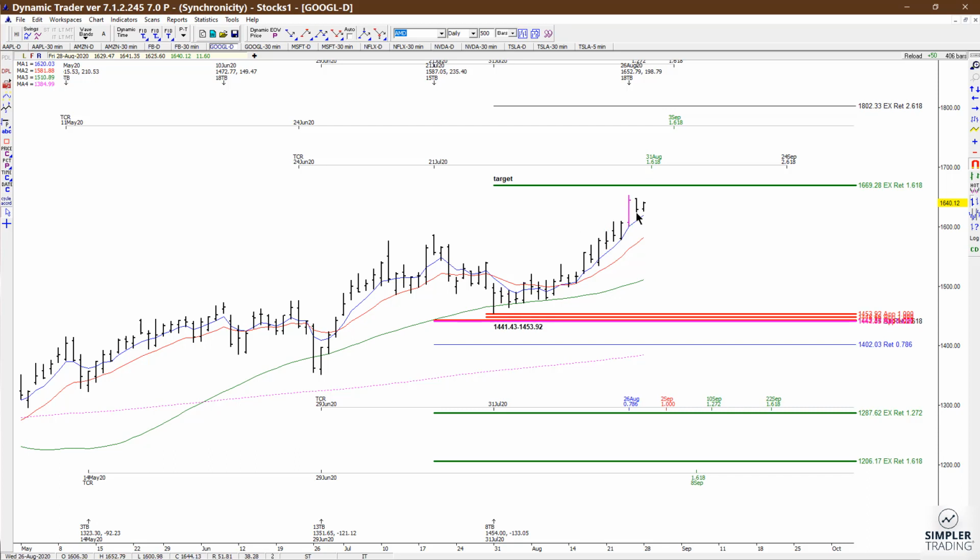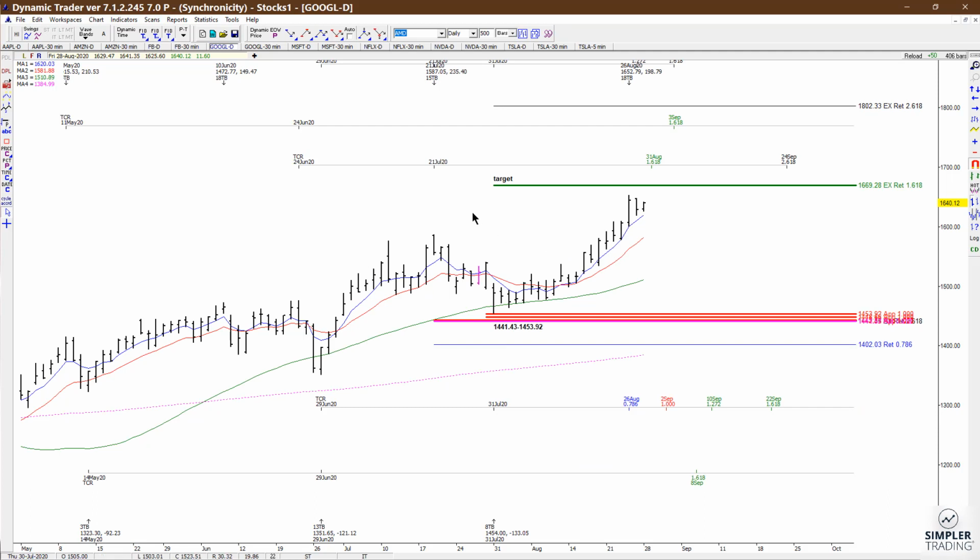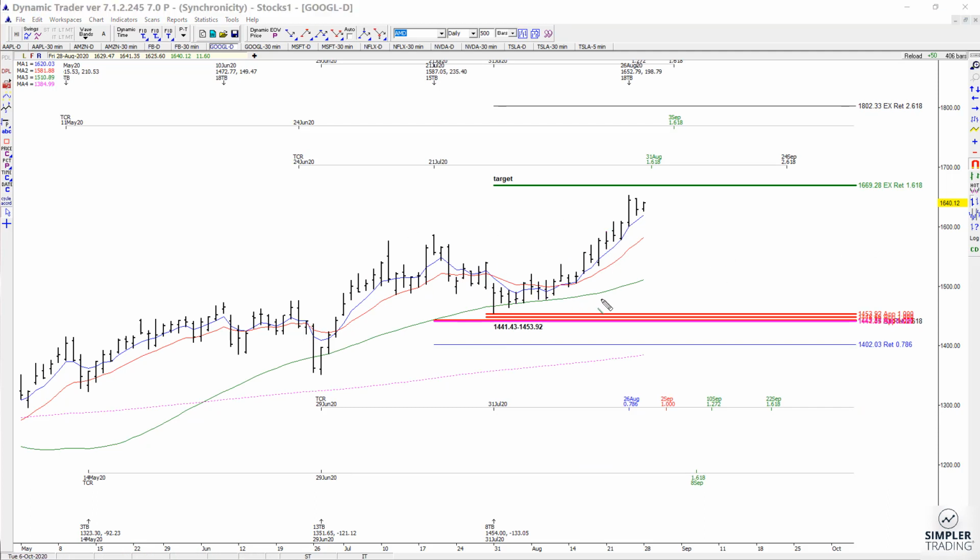And we've met one major target, but we still do have another higher target at this 1669 area. So how do you know when this is over? That's the question that you want to ask yourself. Well, one of the things that you can do is look at the symmetry. Okay, and that is basically, again, similarity or equality when comparing swings in the same direction.